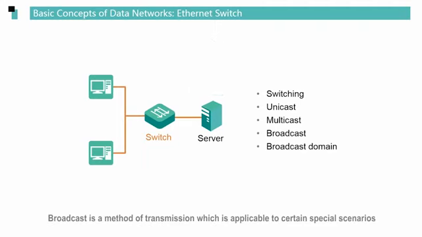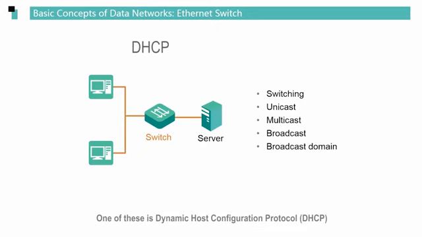Broadcast is a method of transmission which is applicable to certain special scenarios. One of these is Dynamic Host Configuration Protocol, DHCP. In order to access the network, a host requires an IP address. IP addresses can be manually configured, or they can be dynamically obtained using DHCP. Dynamically obtaining IP addresses requires a DHCP server, and IP addresses are dynamically assigned using the DHCP server.